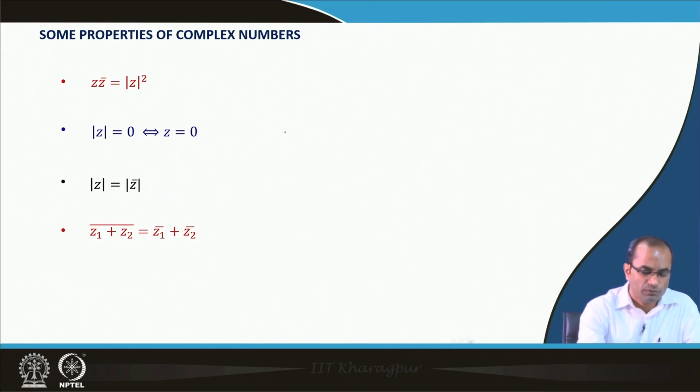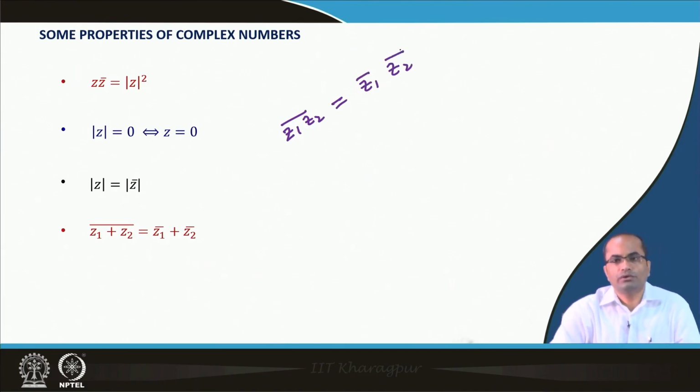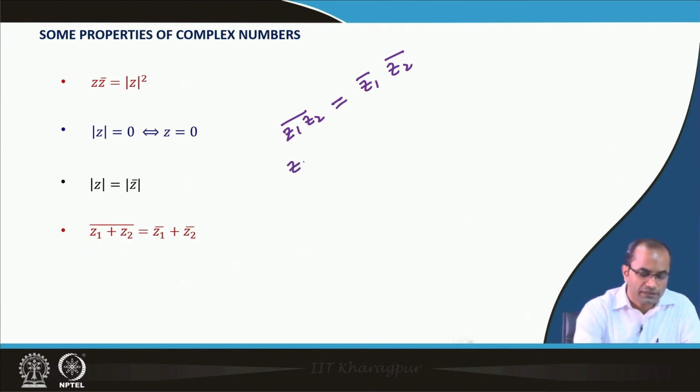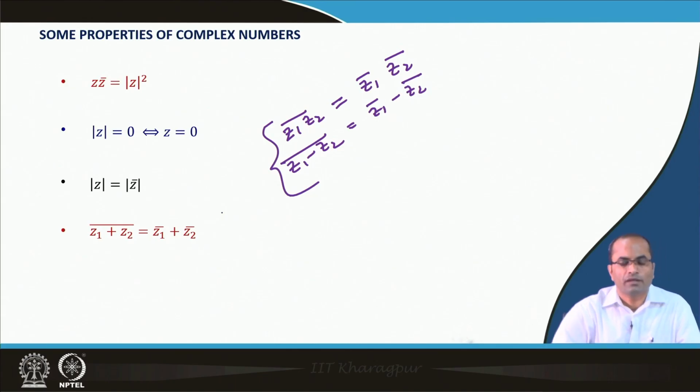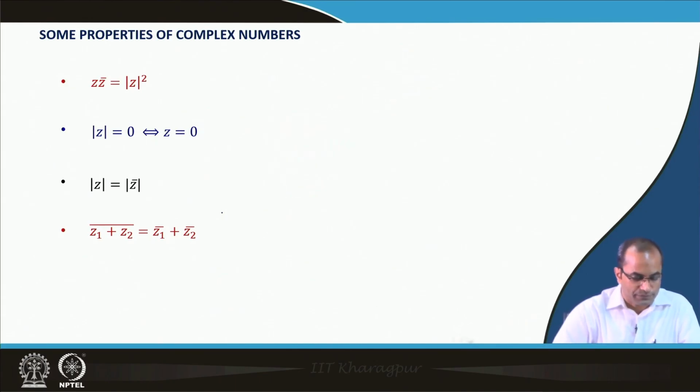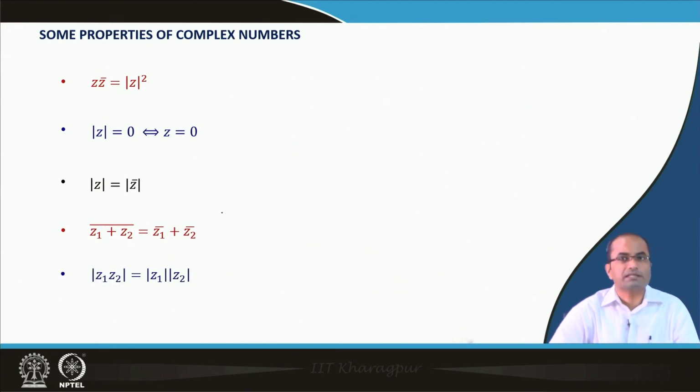Similarly, we can also prove this for the product z 1 z 2 and its conjugate. Also for the minus, one can prove that the conjugate of z 1 minus z 2 is going to be z 1 conjugate minus z 2 conjugate. These two we can also easily prove, as we have done for the plus. Coming to the next property.